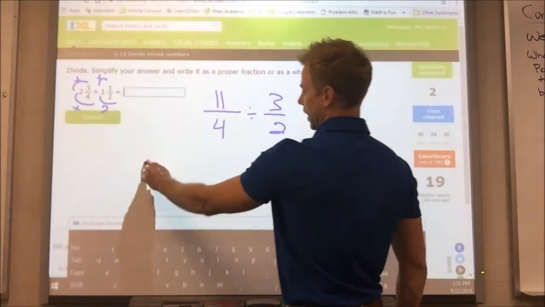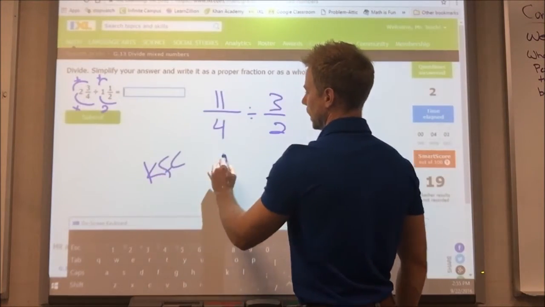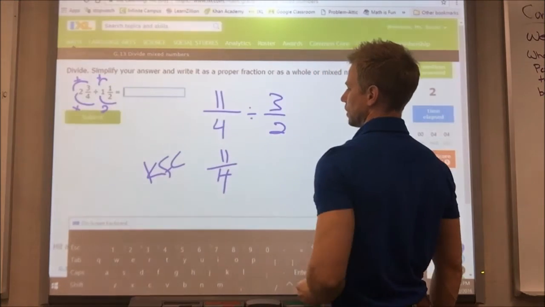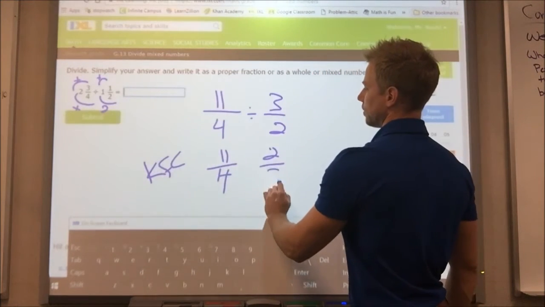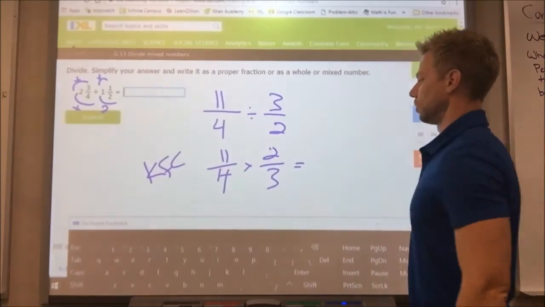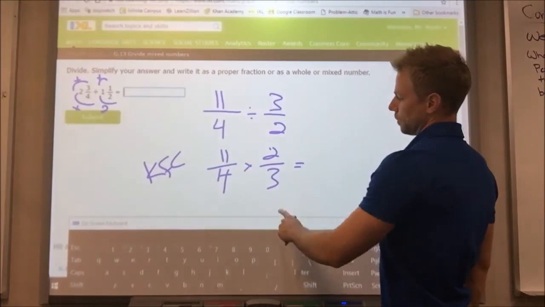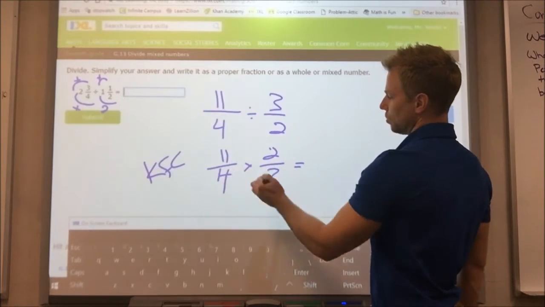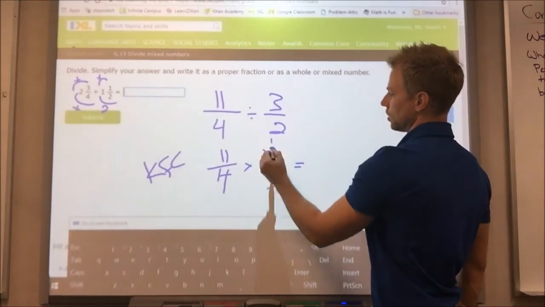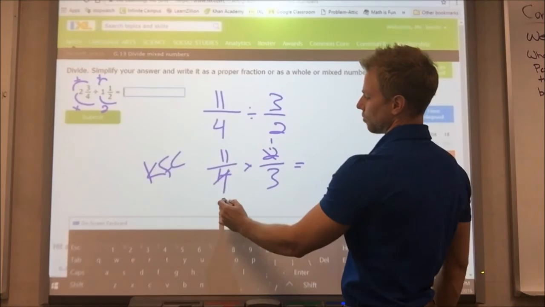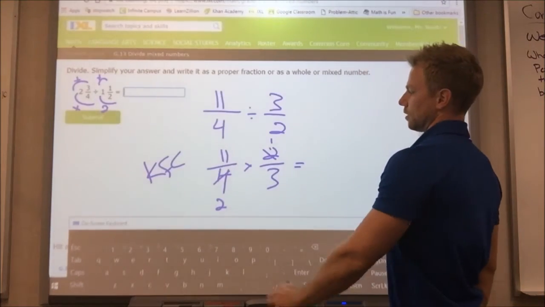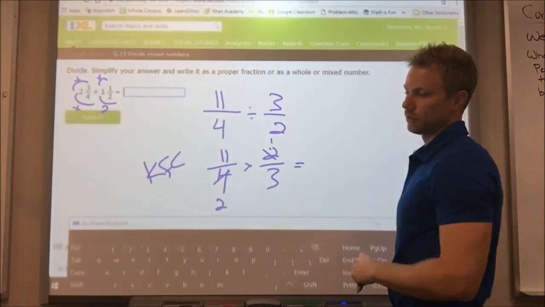Now again, we're going to KFC. Keep the first one. Flip the second one. And change it to multiplication. See if there's anything I can cancel. Well, there is here because 2 goes into 4. 2 goes into 2 once. 2 goes into 4 twice. And there's nothing I can cancel with 11 and 3.